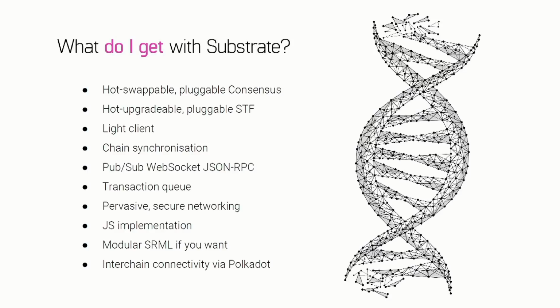If I've convinced you it's general, then now I need to convince you of its advantages. So what do you get? Well, you get hot swappable pluggable consensus. Yep, you can change your consensus mechanism on the fly. So if you want to start it with Aura, and then you want to add finality down the line with GRANDPA, that's perfectly fine. You want to switch it from that to become a parachain? Well, we want to make that work as well.